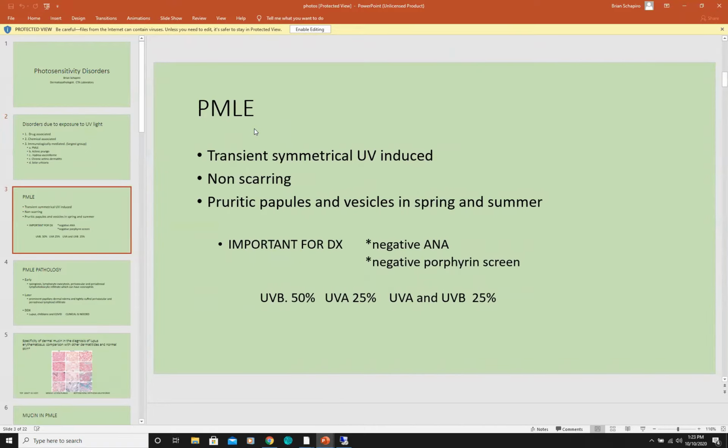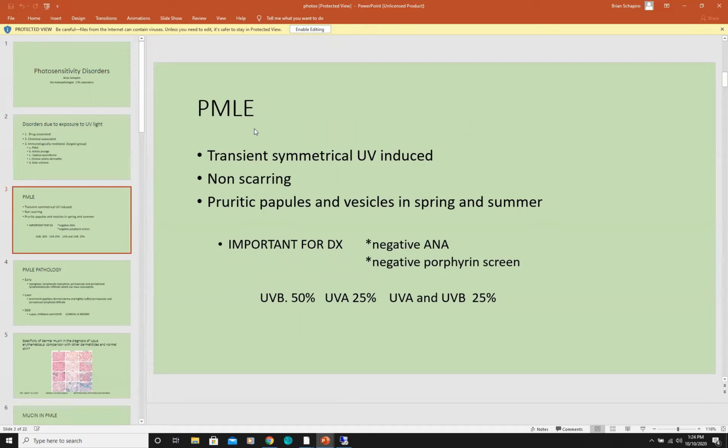So let's start with polymorphous light eruption. This is a commonly occurring disorder, especially in the northern latitudes. It's usually symmetrical, it's non-scarring and presents with erythematous and itchy papules and plaques and vesicles, usually only in the exposed skin. It is non-scarring, and that's important, and the vesicles and papules can ulcerate.